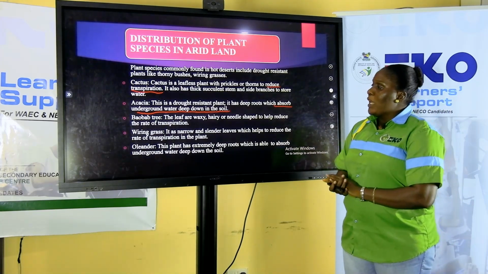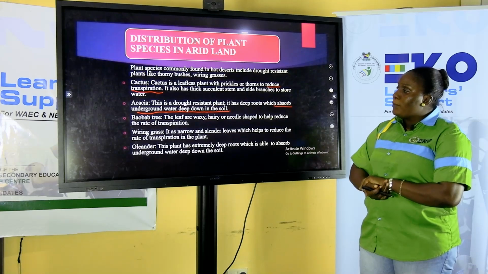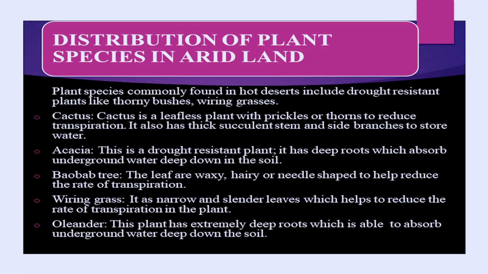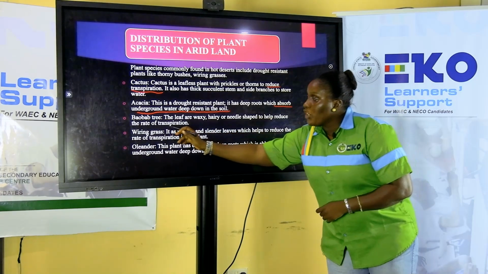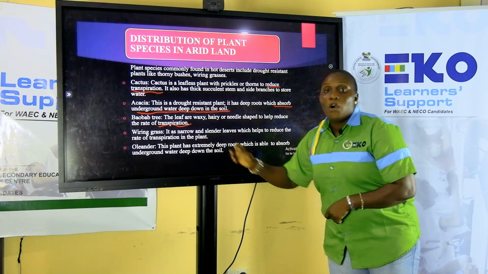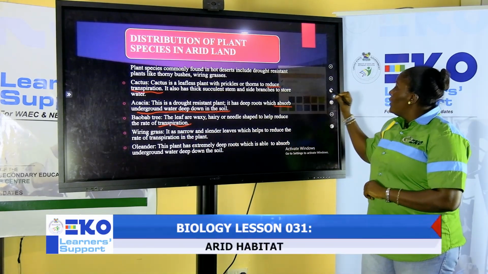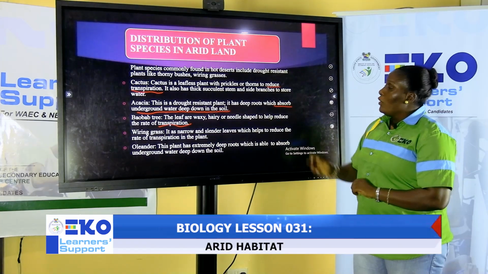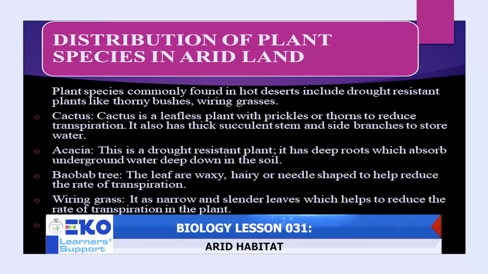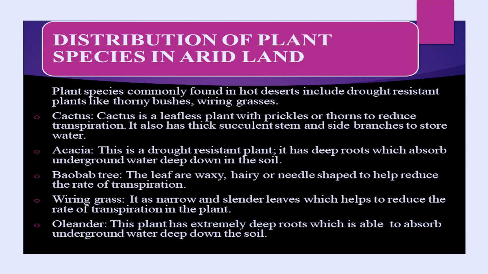Then we have the baobab tree. The leaves are waxy, hairy, or needle-shaped to help reduce the rate of transpiration. Transpiration simply means the loss of water. We also have the wearing grass. It has narrow and slender leaves which help to reduce the rate of transpiration in plants.